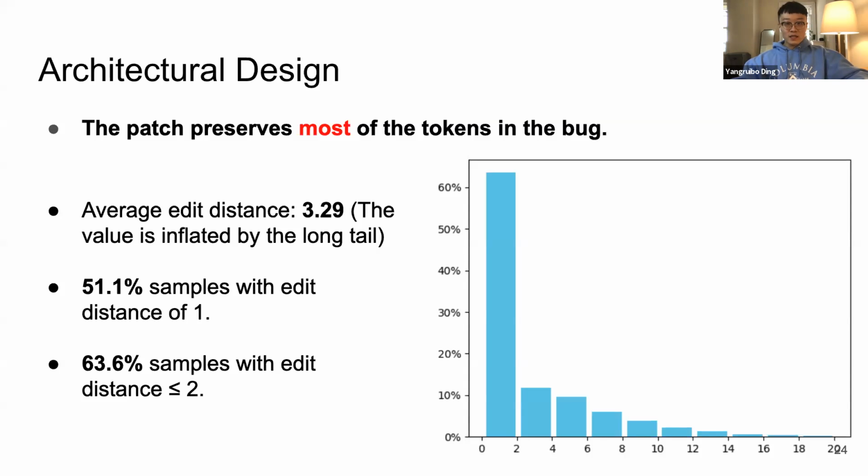This suggests that searching for the correct patch token by token from left to right is a poor use of the search space. A smart program repair tool should just predict which tokens are supposed to be preserved and focus on searching for the ones that require modifications.